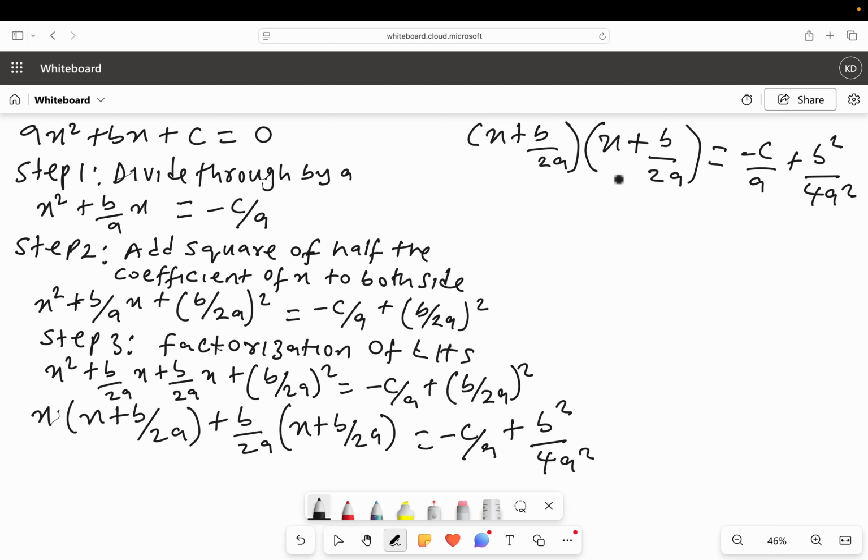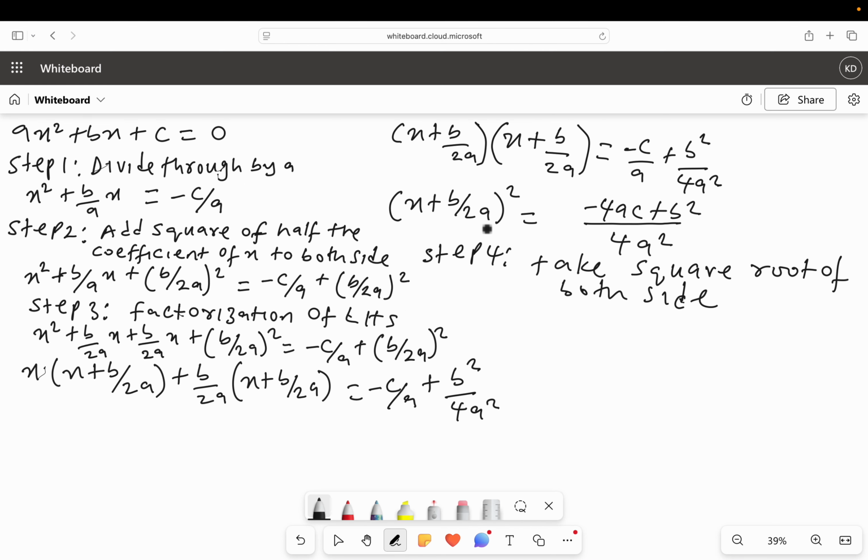So you can see that these two terms are the same, so I can just have them as x plus b over 2a squared. So the LCM for the right hand side is just 4a squared. So a into 4a squared will just be 4a times minus c. I will have minus 4ac. 4a squared into 4a squared is just 1 times b squared. I will have plus b squared.